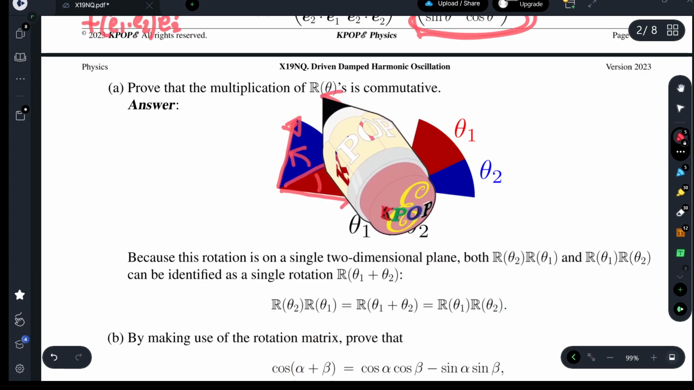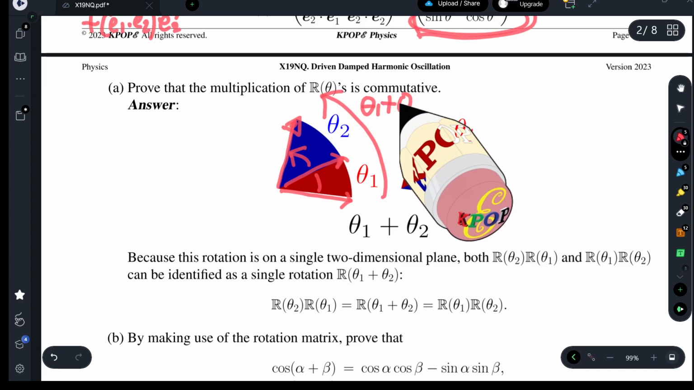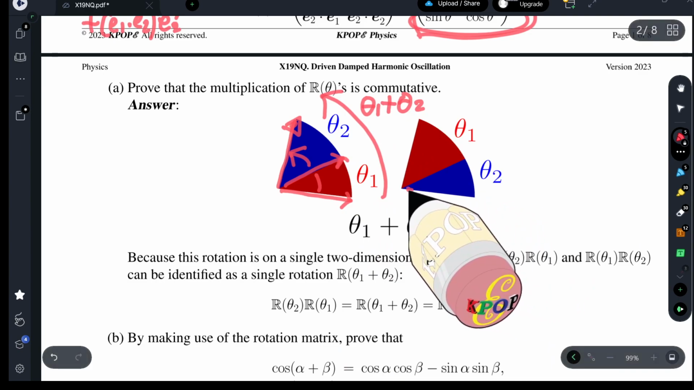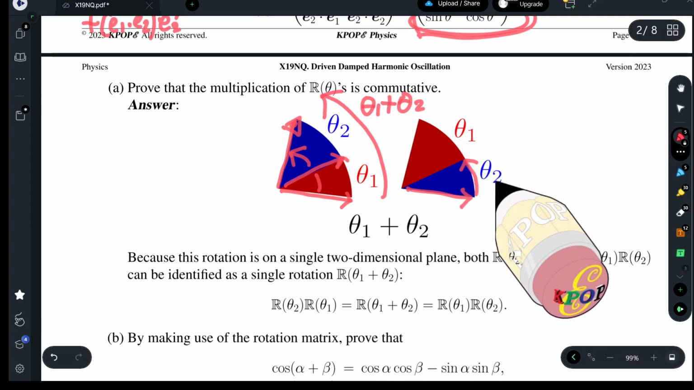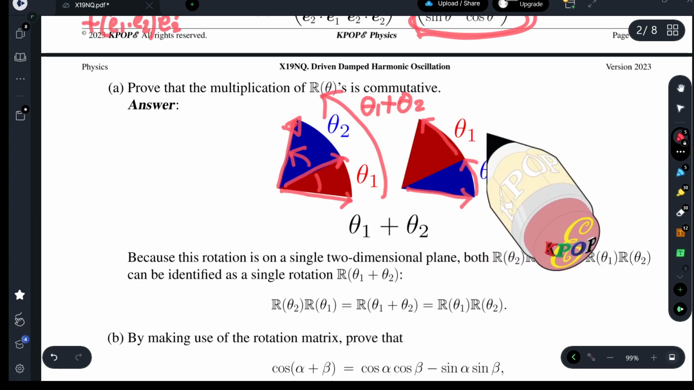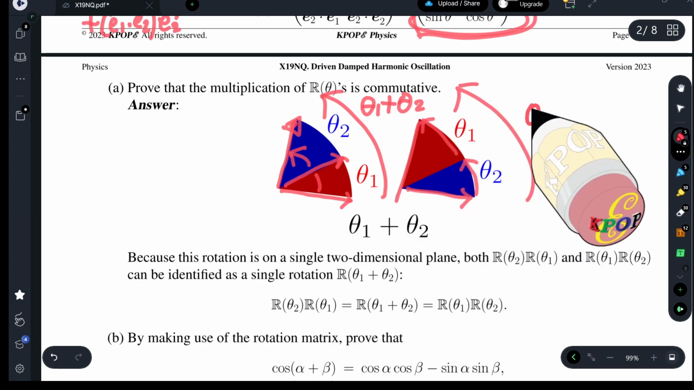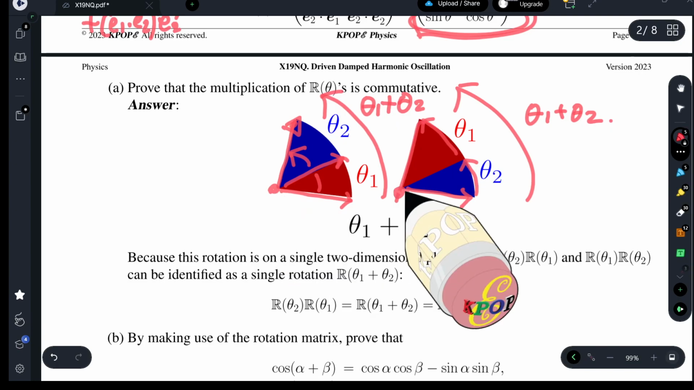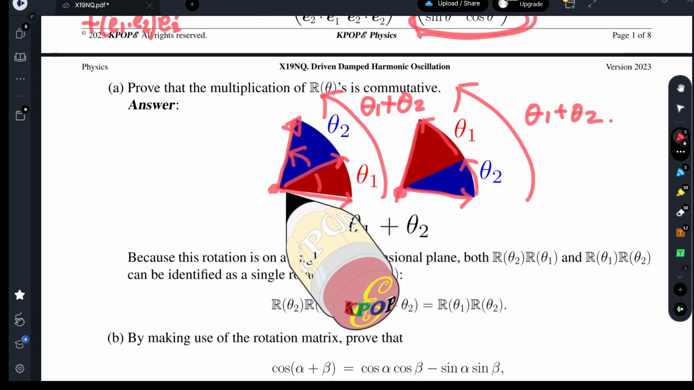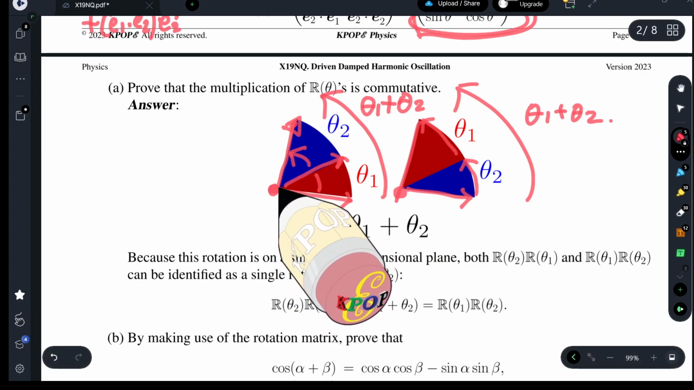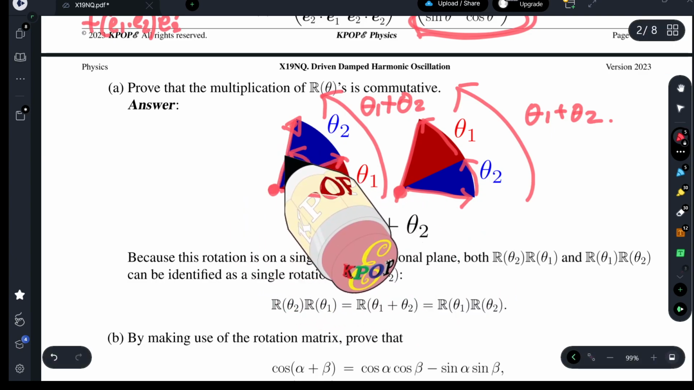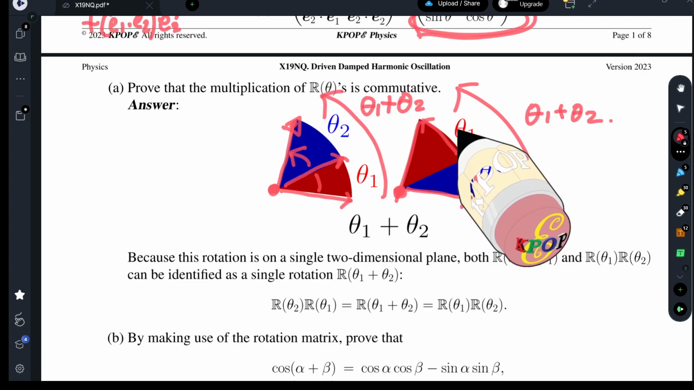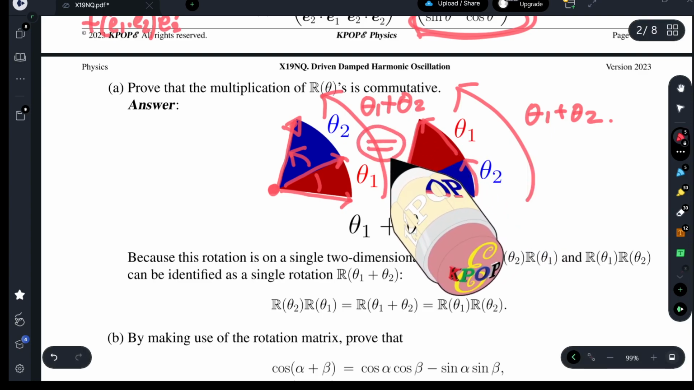So this angle is identical to the sum of the two angles. I can flip the order and rotate this original vector by theta 2 first and theta 1 next. We arrive at the same point. So this states that if I rotate the two-dimensional vector about a fixed axis in series by theta 1 and then theta 2, or theta 2 then theta 1, the two results should be the same.